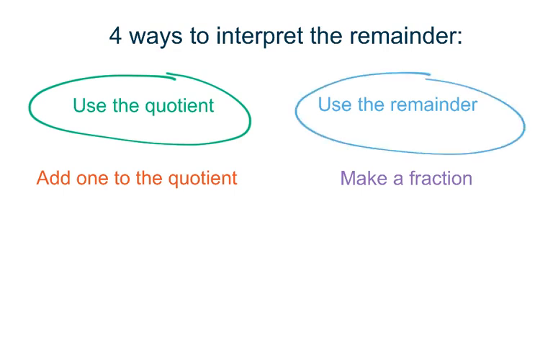So what we're going to do is look at a few word problems, and we're going to identify: in this word problem, are they asking me for the quotient? Are they asking me for the total number of equal pieces that I've separated it into? Or are they asking me for what's left over? I'm going to identify use the quotient or use the remainder, and then figure out what my answer is.